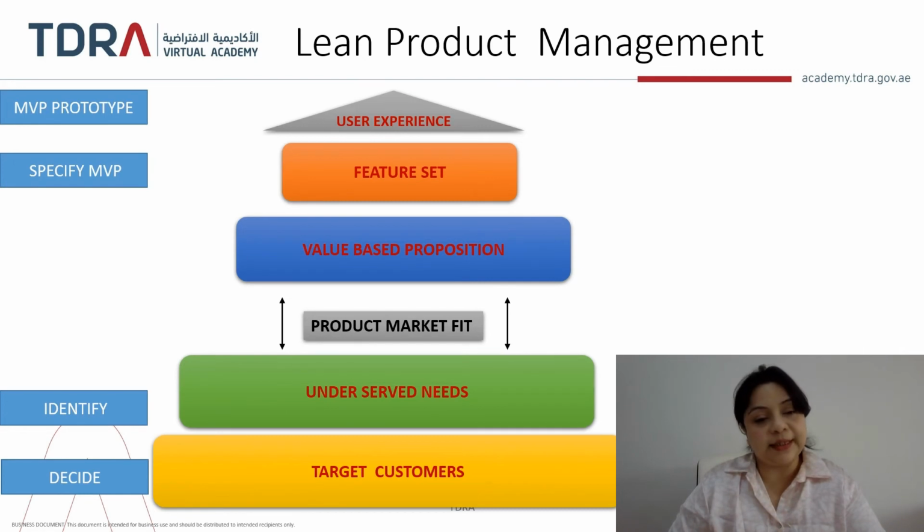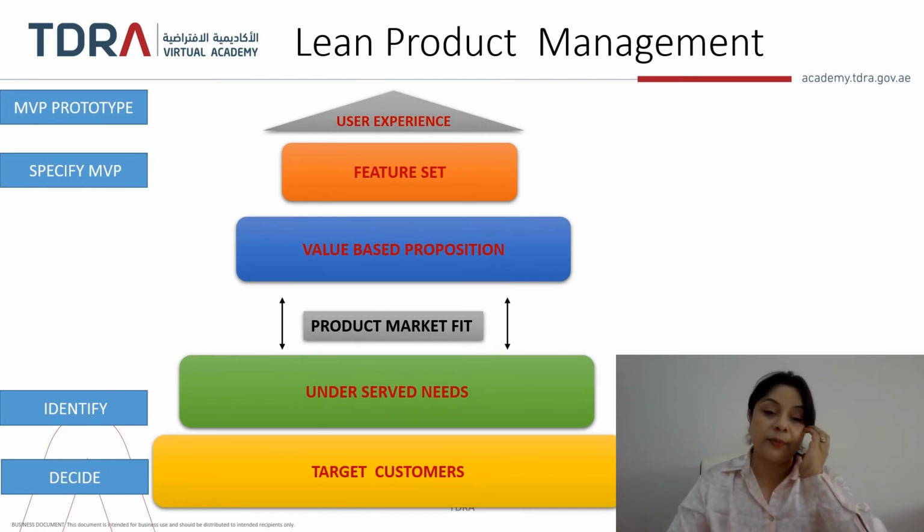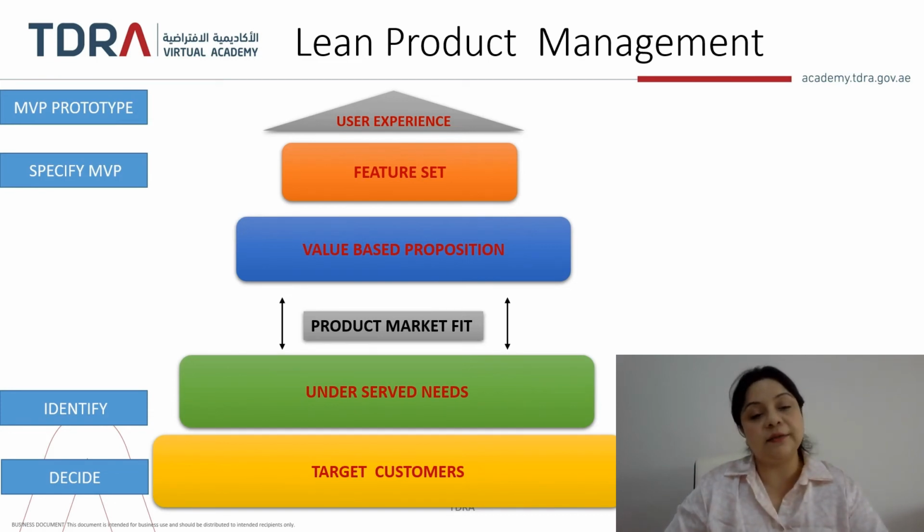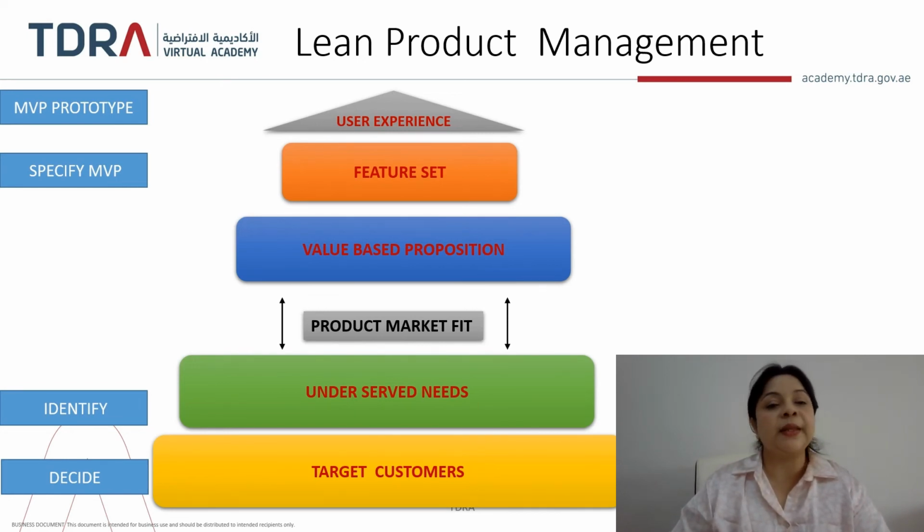So, what we do in the first stage is decide who the target customers are, and then we identify the underserved needs, the unconscious or conscious pain points that have not been looked into. Thereafter, the value based propositions are created and feature sets are established. Then over here we specify the MVP, or the minimum viable product. What is a minimum viable product? The MVP refers to the minimum amount of value that the customer first needs, and it makes it a real product by addressing a pain point or an underserved need.